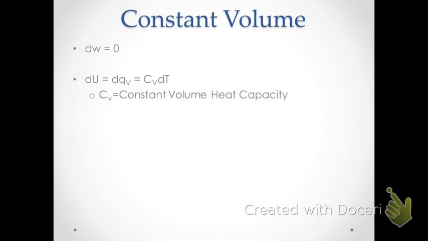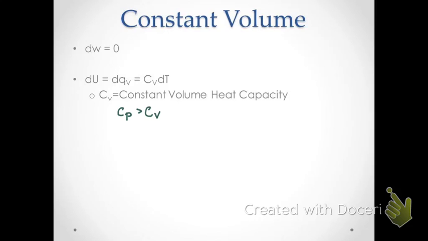As you might suspect, the reason we do this is because the constant volume heat capacity is in fact different from the constant pressure heat capacity. And in general, we'll note that the constant pressure heat capacity is greater than the constant volume heat capacity. Why is this? Well, if we look at a constant volume process, because there is no work done, all of the energy that goes into the system is going to go in as heat and is going to result in a temperature change.